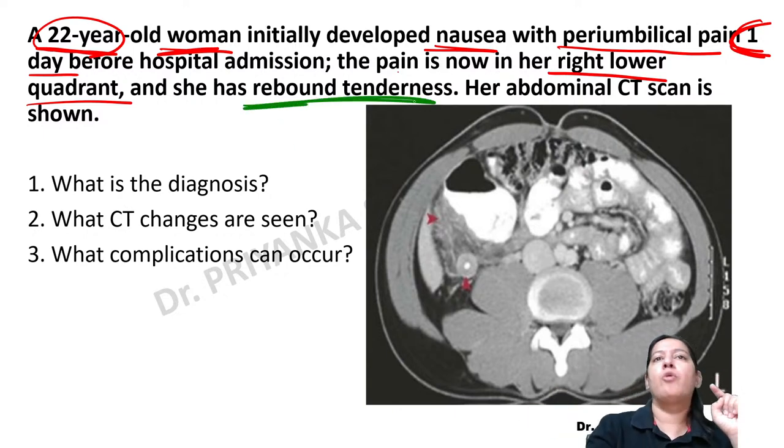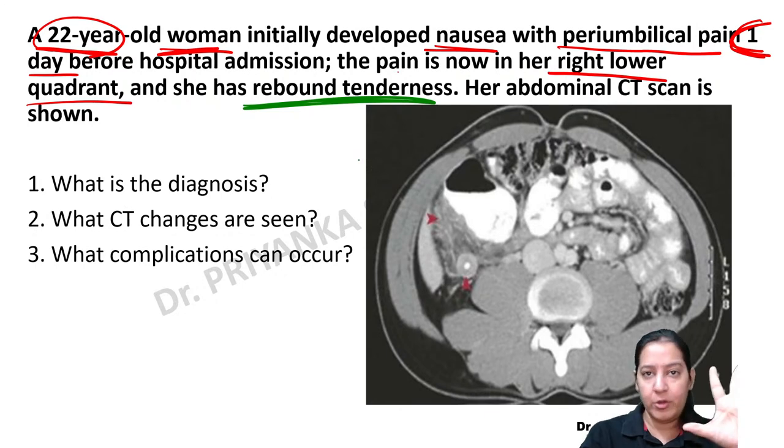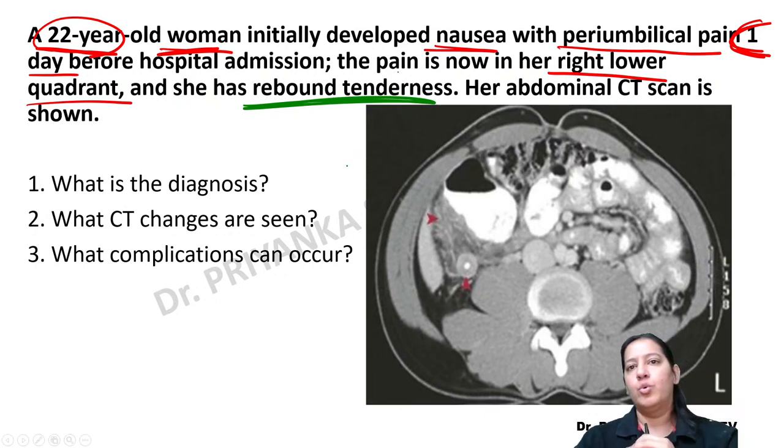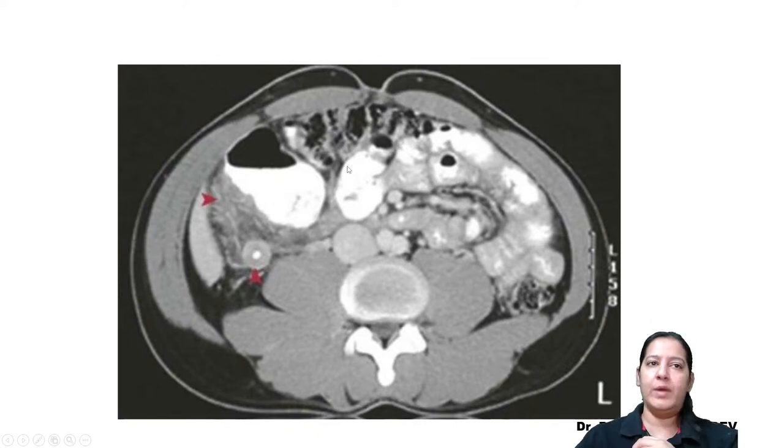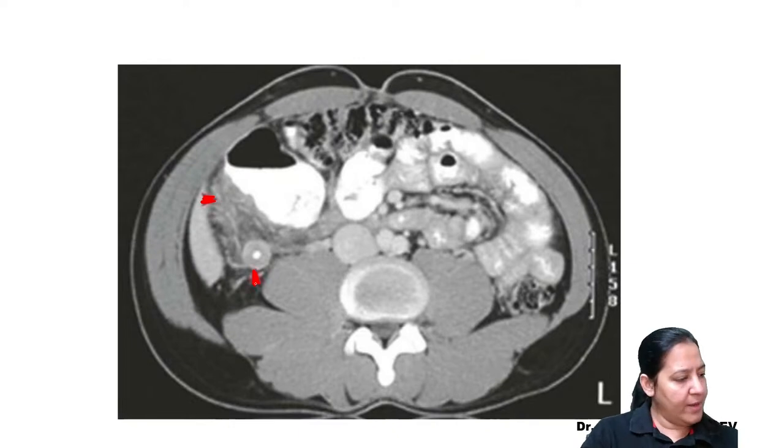And she is having rebound tenderness. Rebound tenderness, you may be knowing the meaning of that. The CT is shown to you. What is the CT? Okay. Can you see the CT? The two marks are shown to you in the CT. Can you see what this structure is? Can you identify the first red mark? Two red marks, this one and this one, are shown to you.